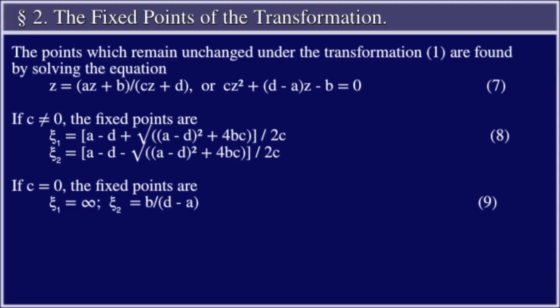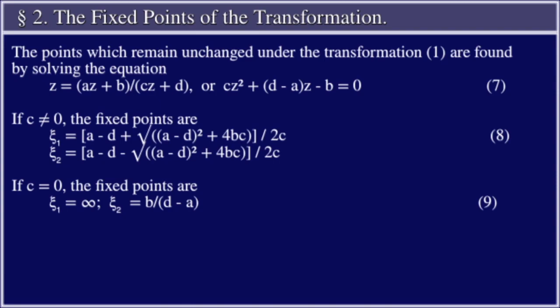The points which remain unchanged under the transformation 1 are found by solving the equation z equals (az + b)/(cz + d), or cz² + (d − a)z − b = 0. Equation 7.